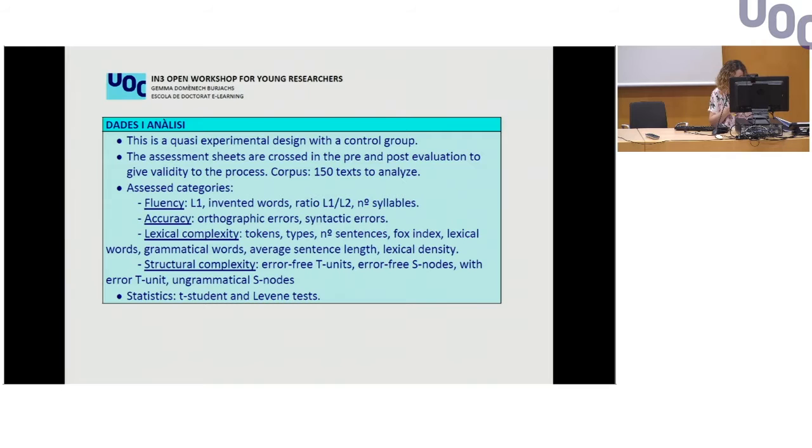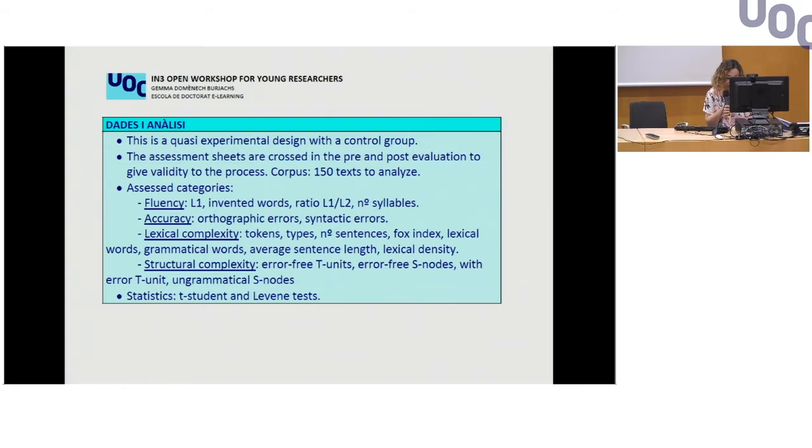Lexical words, grammatical words. For the structural complexity: error-free T-units, error-free S-nodes, T-units with errors, and ungrammatical S-nodes. And for higher-level students, because sometimes in primary school there are students who, because of their background, can speak English better than the rest of the class, it can be considered to assess error-free coordinate sentences, error-free juxtaposed sentences, and error-free subordinated sentences. For the accuracy in the structures and vocabulary exam: the orthographic errors and the syntactic errors. The Guiraud index is the lexical diversity that divides the types by the square root of tokens.